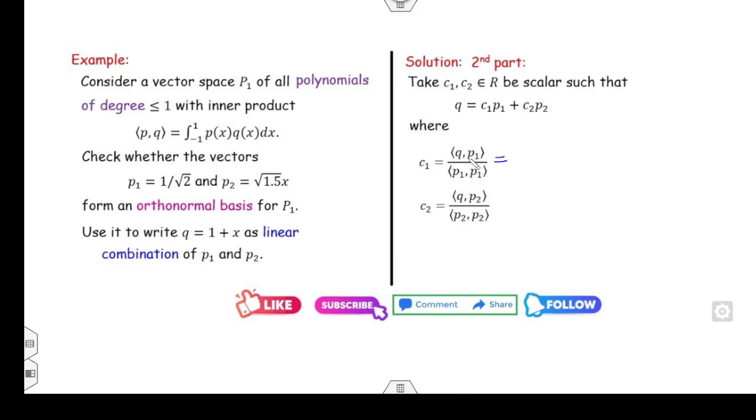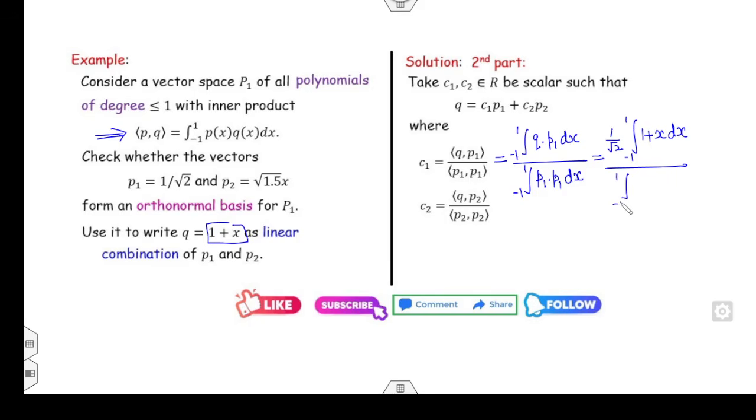Now can you find the value of q and P1 by using the norm definition? It is q into P1 divided by the integral from minus 1 to 1 of P1 P1. So what is q into P1? Q is 1 plus x. P1 is 1 by root 2. 1 by root 2 is outside. Integration from minus 1 to 1 of 1 plus x dx.